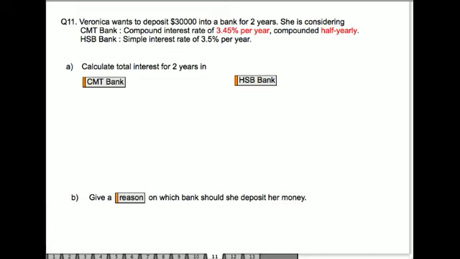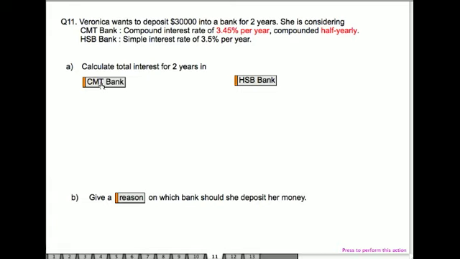In question 11, we have Veronica deposit 30,000 into a bank. She needs to choose either CMT Bank or HSB Bank. CMT Bank uses compound interest at 3.45% per year, compounded half yearly.